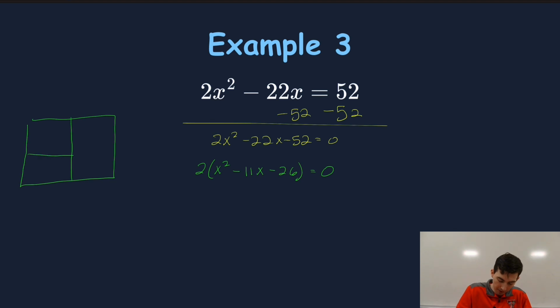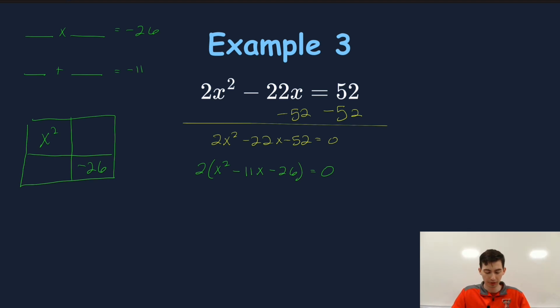Okay, to set up my box, my first term goes in my first box, so that's x squared, and then negative 26 in my last box. So now I need to find my two key numbers, and the two key numbers still need to multiply to my first times my last, which in this case is 1 times negative 26, to get us negative 26. And those same two numbers need to add to my b, which is negative 11. So what two numbers do this?